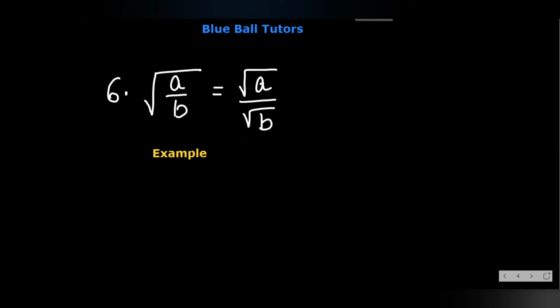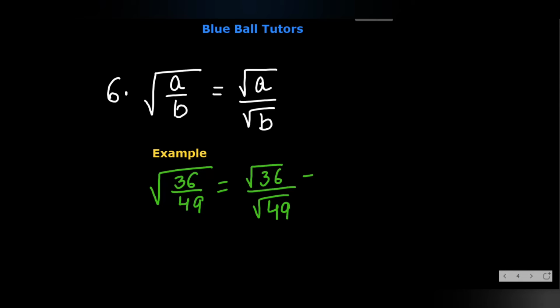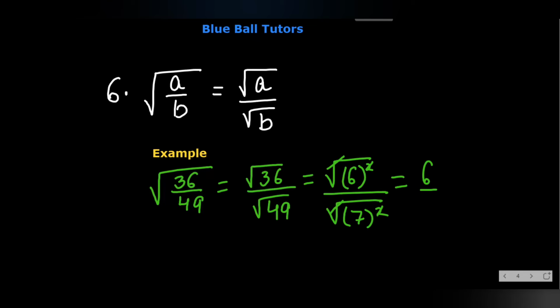For example, suppose I am having square root of 36 divided by square root of 49. First, I will separate it as square root of 36 divided by square root of 49. And then I can write it as square root of 6 square divided by square root of 7 square, because 7 square is 49 and 6 square is 36. And then I can cancel this square root and square, again square root and square. And my final answer will be 6 by 7.